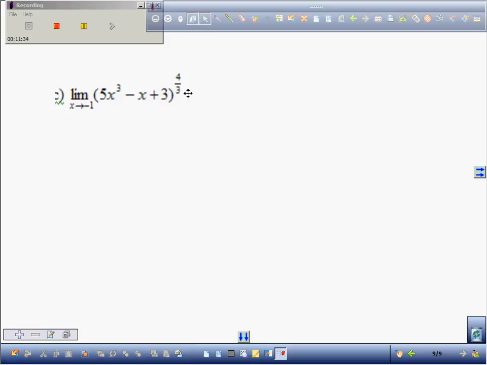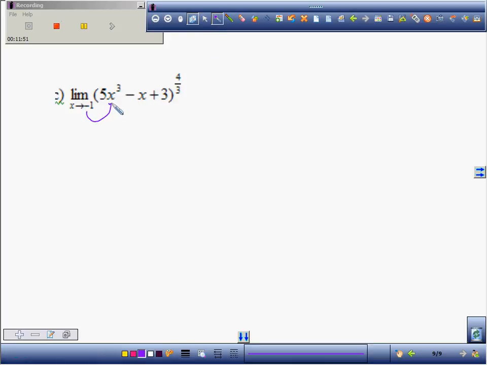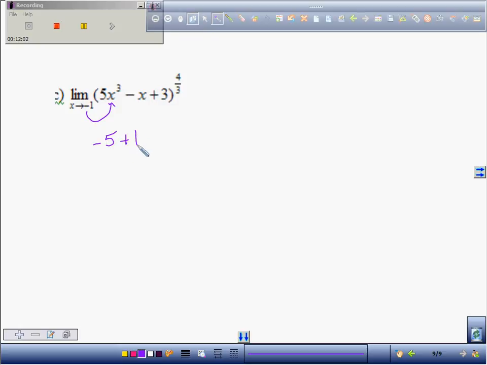We could just plug in and raise it to the 4/3 power, or you can take the limit of the inside function and then raise that to the 4/3 power. Well, if I plug in negative 1 in here, what do I get out? Negative 1 cubed is negative 1 times 5 is negative 5, right? Negative 1 times negative 1 is 1, and plus 3, which gives you negative 1.